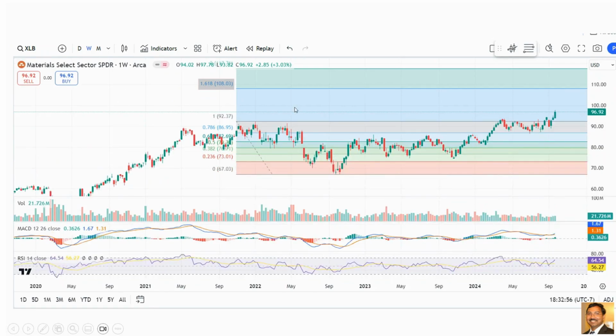And this is the materials sector ETF, XLB. Again, it broke out of this range-bound pattern of the last few weeks, and it is going up. It looks like 108 is the resistance for this one, the 1.618 Fibonacci level. Volumes are good, MACD is going up, and RS is also going up.